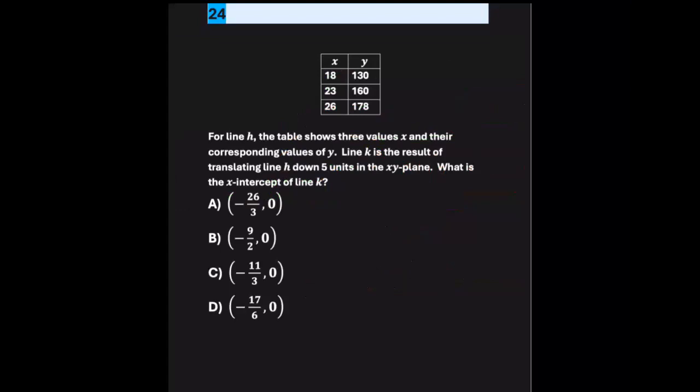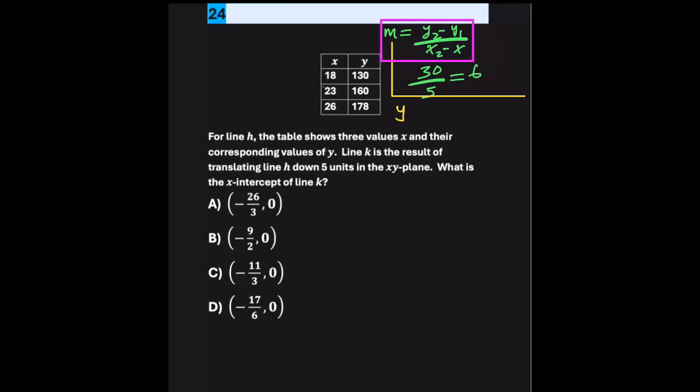Question 24, they give you these values in the table. The first step, we're going to find the slope. And you know the formula for the slope: y2 is 160, y1 is 130. If you subtract 160 minus 130, that is 30, divided by 23 minus 18, which is 5. And the slope is 6. Okay, next step, we need the y-intercept for line H.